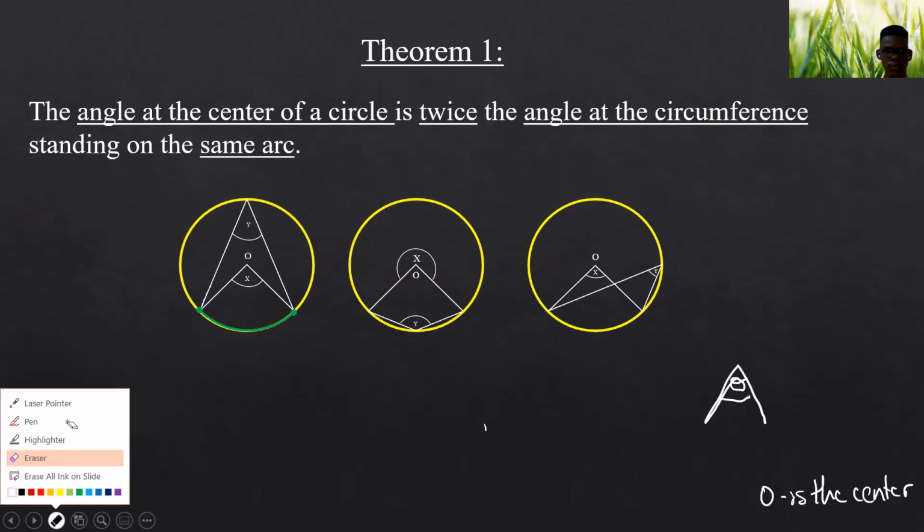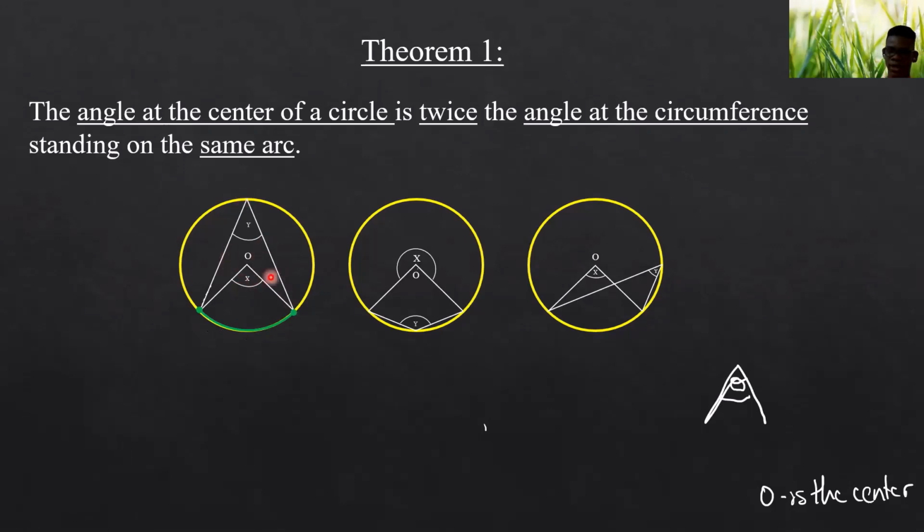Good. So we have our circle. We identify that these two angles are indeed standing on the same arc, and one is at the center and one is at the circumference. This theorem says that the angle at the center is twice the angle at the circumference, meaning that twice just means 2 multiplied by. So angle X is actually 2 times Y. That's the explanation for this theorem: an angle at the center is twice the angle at the circumference.